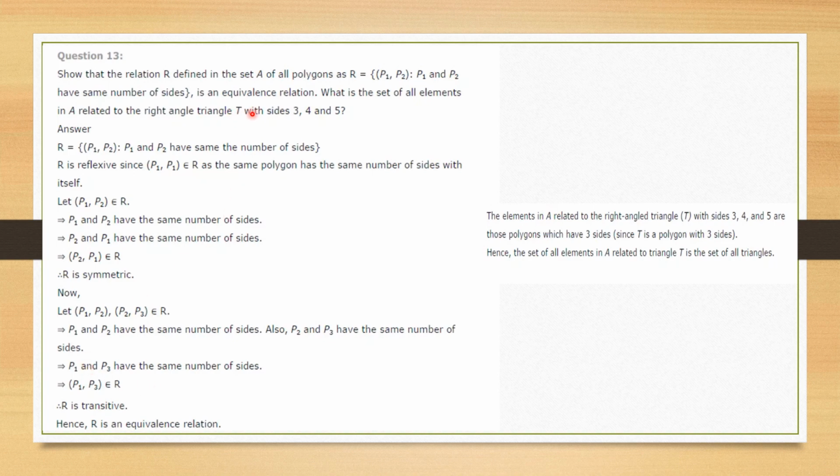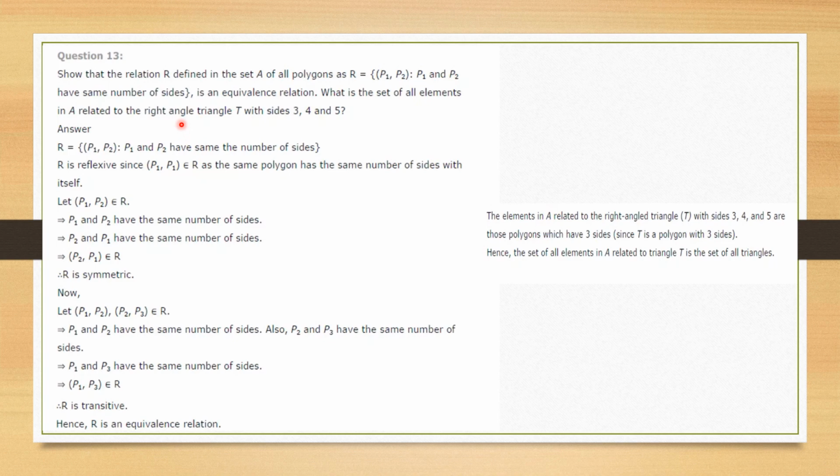Now let us come to this part: the elements in A related to the right angle triangle T with sides 3, 4, 5. In a right angle triangle, they are having three sides. Here you should not search for any other relation, as the relation is just that they have the same number of sides. The right triangle with sides 3, 4 and 5 is a polygon with three sides. Hence the set of all elements in A related to triangle T is the set of all triangles.